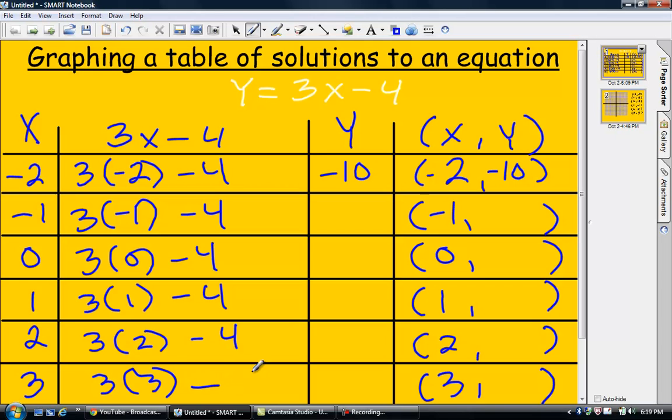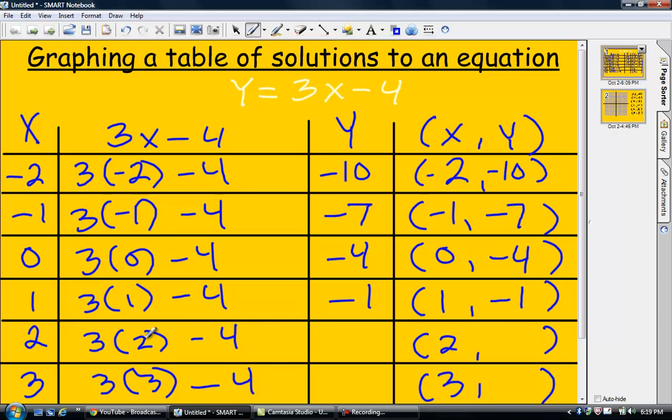You've got to have good integer skills to be able to complete a table. 3 times -1 is -3. -3 minus 4 is -7. 3 times 0 is 0. 0 minus 4 is -4. Here we've got our y-intercept. 3 times 1 is 3. Minus 4 is -1.